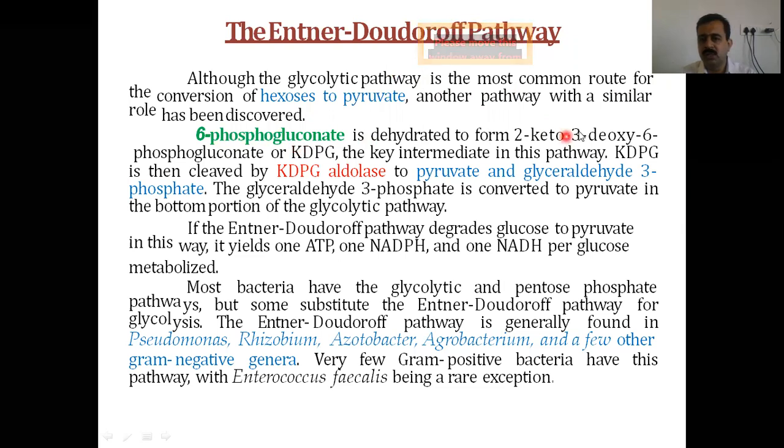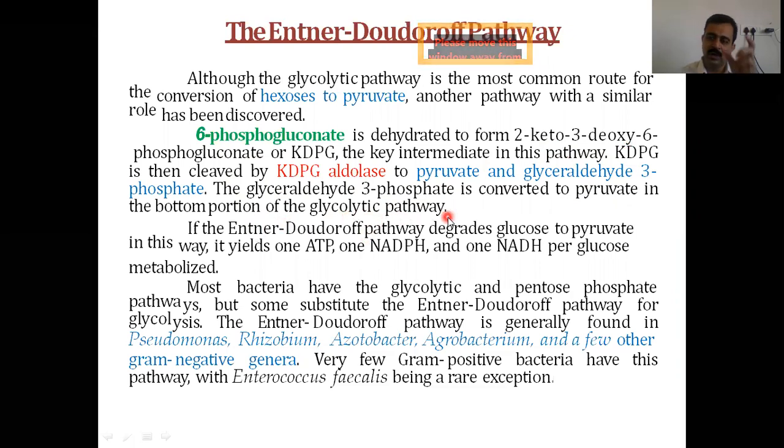6-phosphogluconate is dehydrated to form 2-keto-3-deoxy-6-phosphogluconate, also called KDPG, the key intermediate in this pathway. KDPG is then cleaved by KDPG aldolase to pyruvate and glyceraldehyde 3-phosphate. The glyceraldehyde 3-phosphate is converted to pyruvate in the bottom portion of the glycolytic pathway.